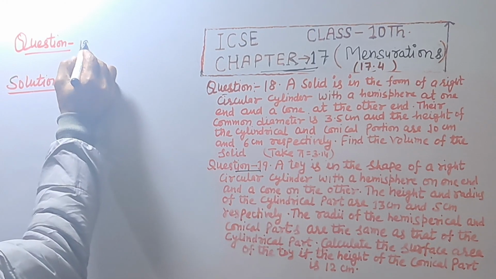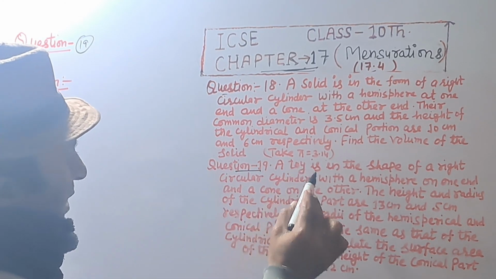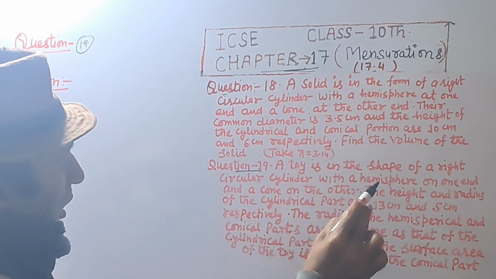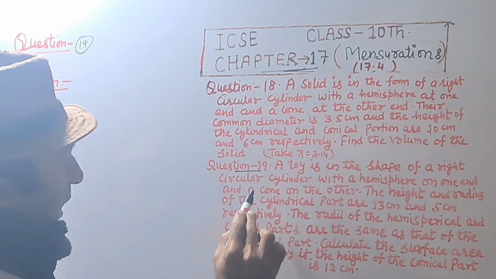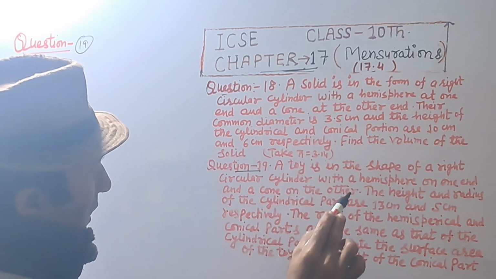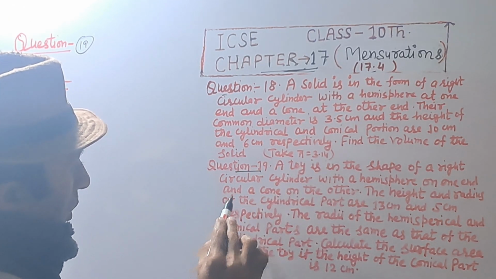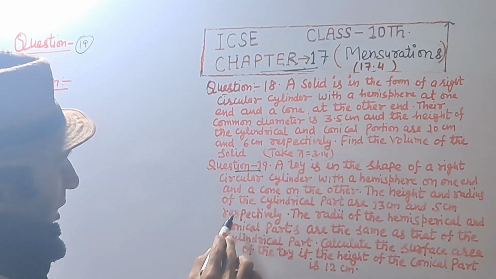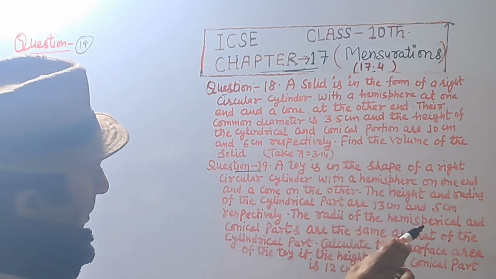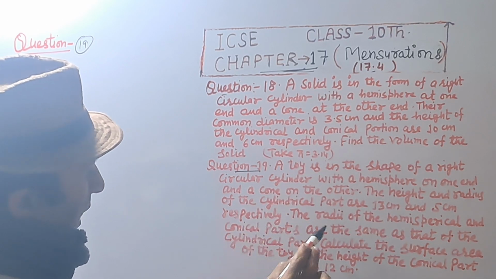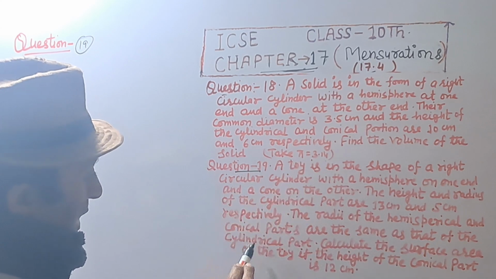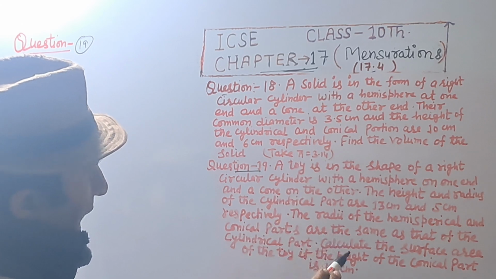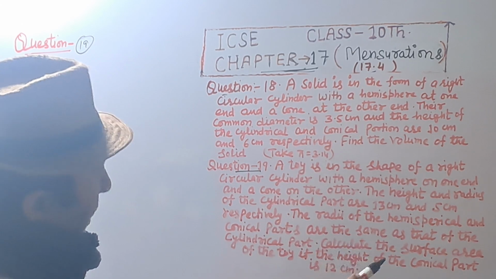Question number 19. A toy is in the shape of a right circular cylinder with a hemisphere on one end and a cone on the other. The height and radius of the cylindrical part are 13 centimeter and 5 centimeter respectively. The radii of the hemispherical and conical parts are the same as that of the cylindrical part. Calculate the surface area of the toy if the height of the conical part is 12 centimeter.